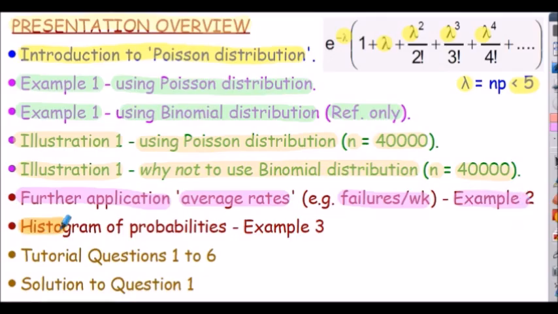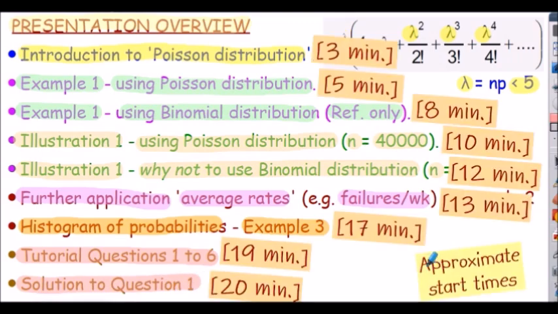We consider histograms of probabilities for the Poisson distribution, and that's in example 3. And finally, the presentation concludes with tutorial questions 1 through to 6 for you to attempt at your own pace, although the full solution to question 1 is included within the presentation. And for your reference, here are the approximate start times of the various sections contained within the presentation, hopefully to aid your ease of access, but please note all times are rounded to the nearest minute.